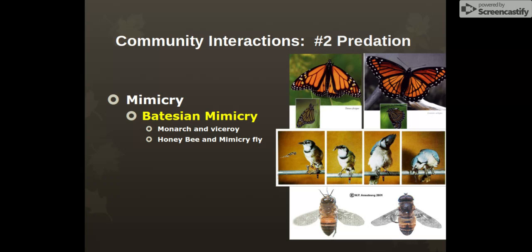Okay. Here with Batesian mimicry, we've got the viceroy and the monarch butterfly. They look very similar. The monarch is poisonous, the viceroy not quite as poisonous, but they look similar, so birds avoid them. And that's Batesian mimicry.